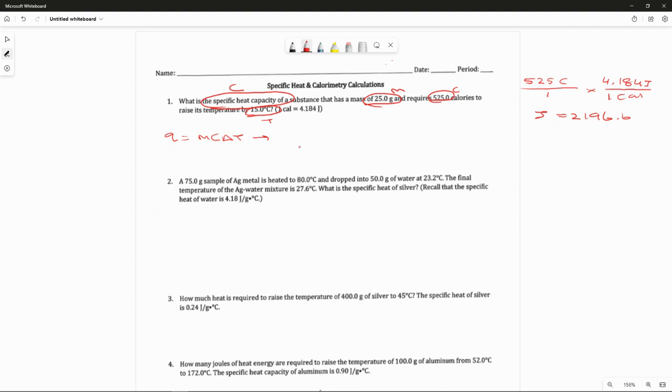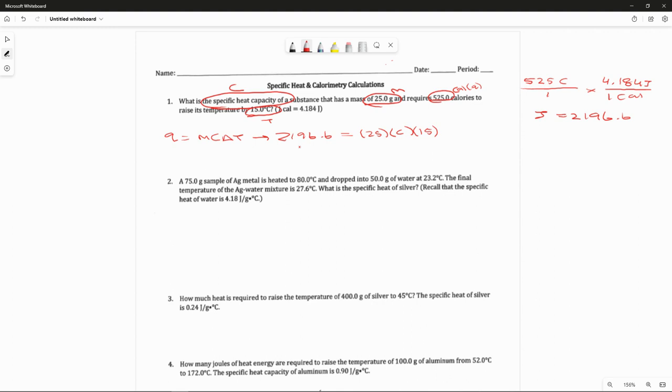And then we're going to get our variables all ordered out. So we have Q that's given. This is calories, which is in Q variables. So we have Q equals 2196.6 equals mass, 25 grams, C, we don't know, times the temperature. Since it's raising the temperature upwards by 15 degrees Celsius, we're going to just put 15 here. And then we're going to solve for C, which is the specific heat capacity.